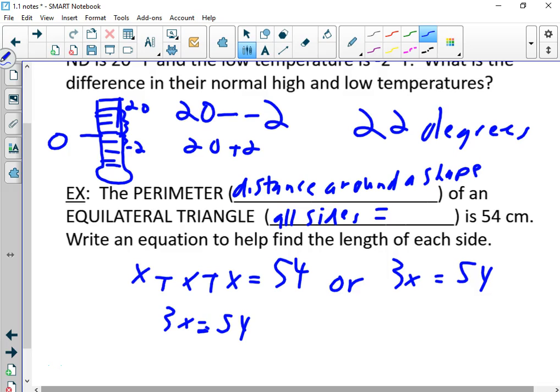Now let's find out what each side is. Divide by 3. X equals 18. So each side of the triangle is 18.